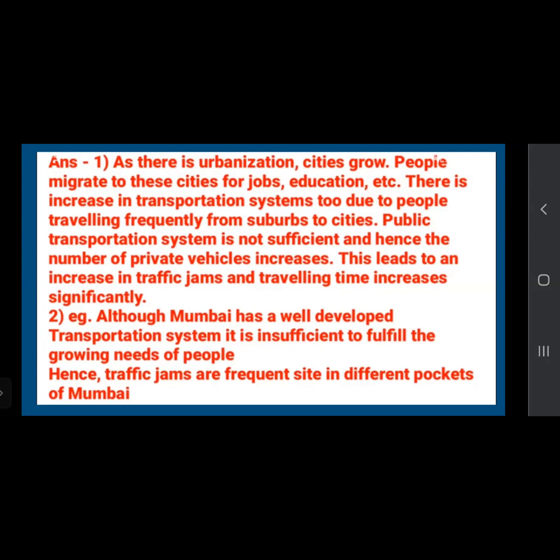So the next is the example they have given. Although Mumbai has a well-developed transportation system, it is insufficient to fulfill the growing needs of people. Hence, traffic jams are frequent sights in different pockets of Mumbai. So, even if the transportation system is very good, it is not sufficient for the growing population. Because of that, private vehicles are many, and so Mumbai faces the traffic jam problem you can see in the cities.